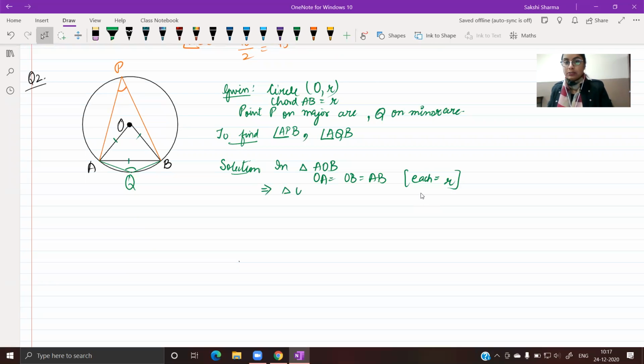This implies triangle OAB, or AOB, is an equilateral triangle. Therefore, each angle will be equal to 60 degrees. We are not concerned with all three angles. We only want the angle at the center, so we are just using that. You can write down that each angle will be equal to 60 degrees. And now I'm going to apply the degree measure theorem.